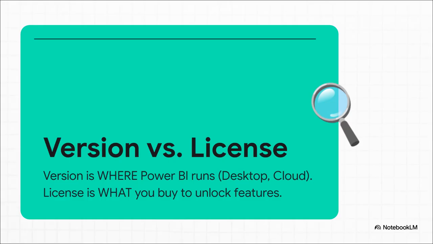Okay, hang on a second, because this slide is the key to unlocking this whole thing. Seriously. The words Microsoft uses can be trippy, so let's just simplify it. Forget everything else for a moment and just remember this. Version is where you work, either on your desktop or in the cloud. License is what you have, the features you get, like free, pro, or premium. Get that distinction, and the rest of this is going to be a piece of cake.